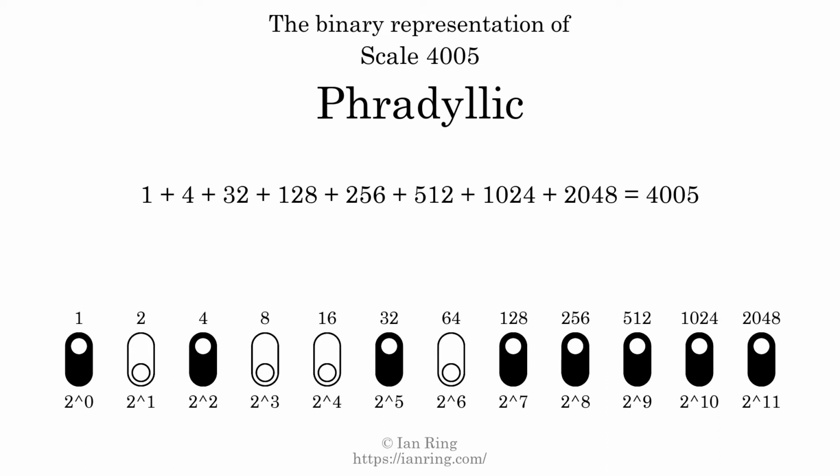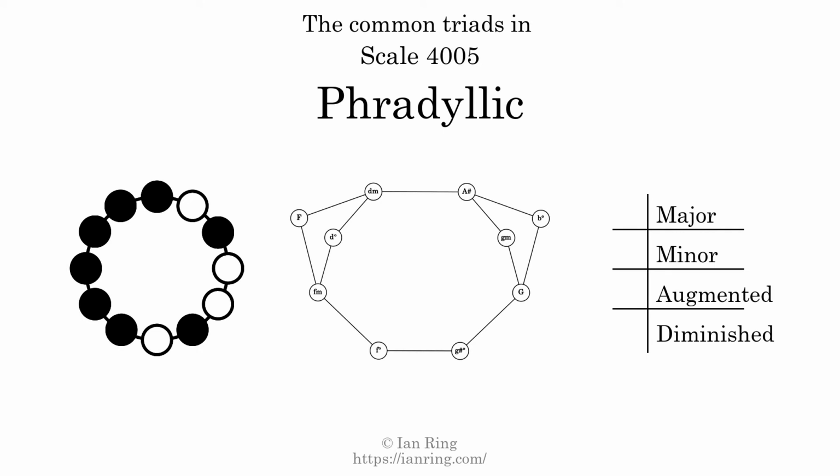The scale number not only enumerates the scale with a unique index, but it also literally describes the tonal content of the scale. Represented as a binary number in base 2, the scale number is 1111101000101. Here are the common triads present in this scale.